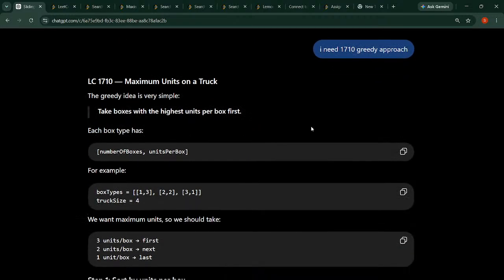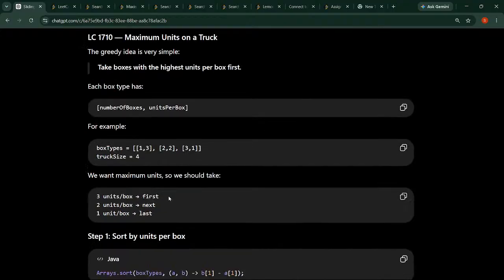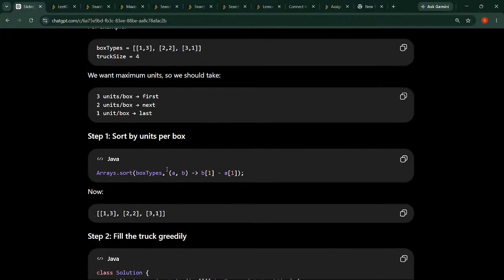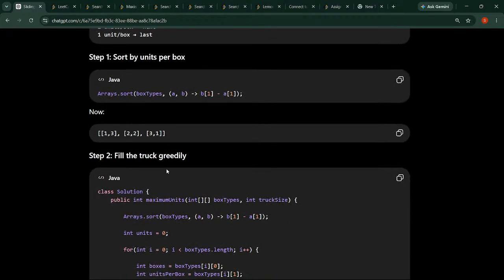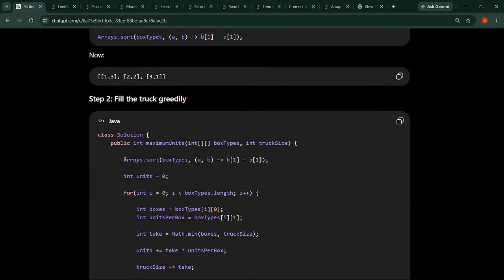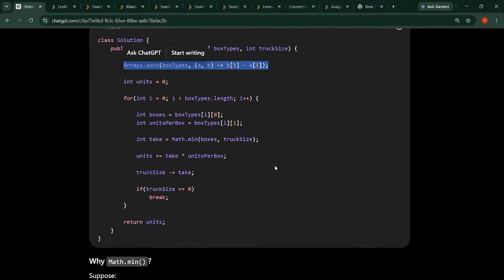Per box. Take the box with the highest units per box first, right? 3 units per box, that will be 3. And then I will be taking 3 plus 4 is 7. And then I will be taking the first box. Sorting is the kind of thing that is always applying in these problems. We are sorting our array and then we are applying the logic of making our best choice, right?